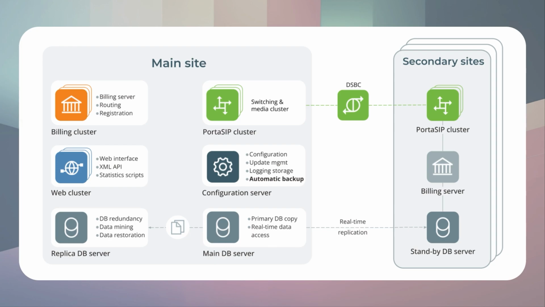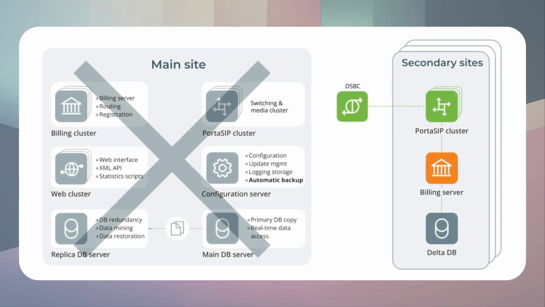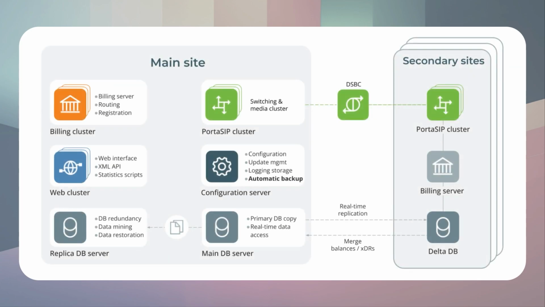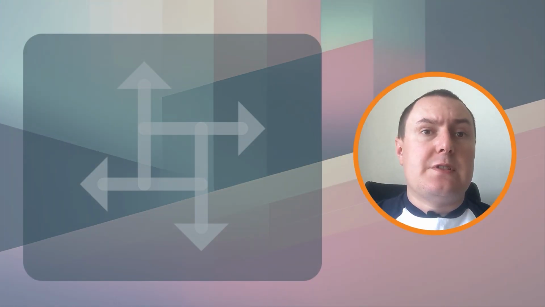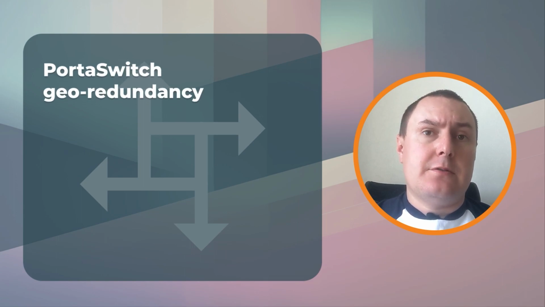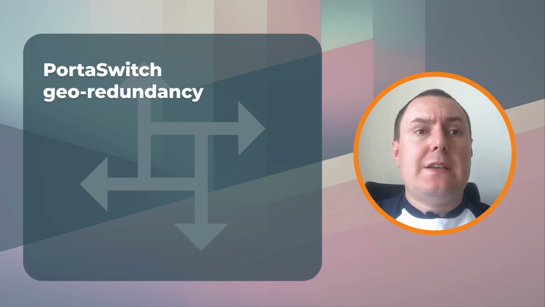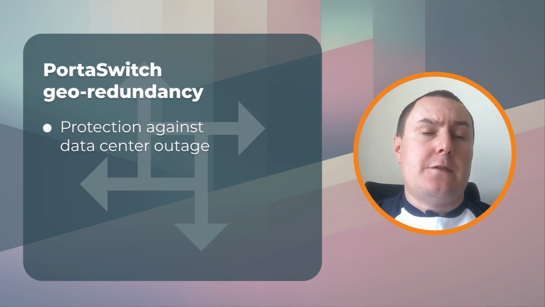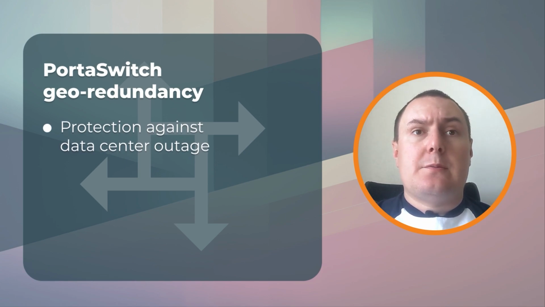To make sure this type of system functions at its best, it's important that the secondary site not only activates and begins providing service as soon as possible, but also that it automatically synchronizes any changes with the main site later on. And by changes, I mean updates to balances, XDRs, and things like that. All of this is available with the PortaSwitch geo-redundancy solution. This solution provides three key benefits to service providers. First, it allows you to protect your company against data center outages.